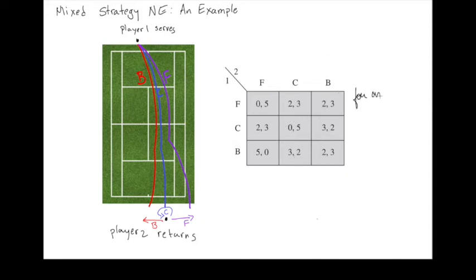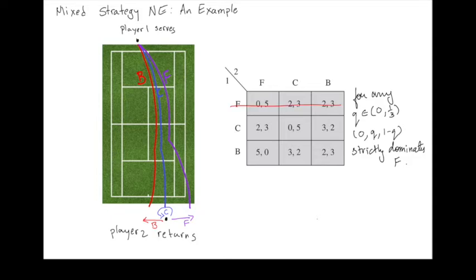So for any Q between 0 and 1/3, the strategy (0, Q, 1 minus Q) strictly dominates F. So Q has to be strictly bigger than 0, and it has to be strictly less than 1/3 to ensure that this mixed strategy strictly dominates F. But since we can find such a mixed strategy that strictly dominates F, F is strictly dominated, so we can remove it.